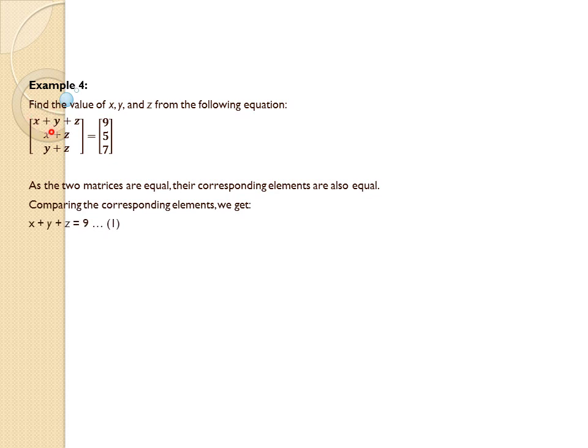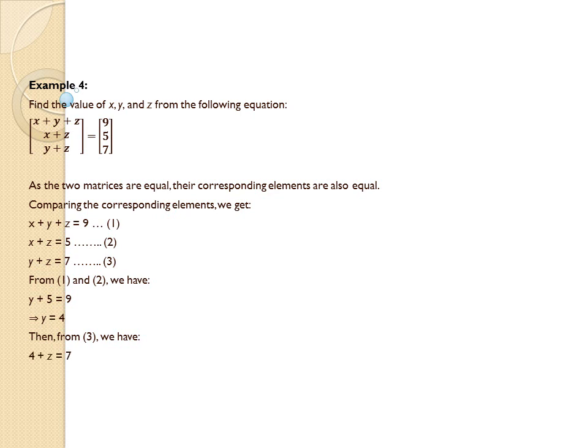The first one is x plus y plus z corresponds to 9, x plus z corresponds to 5 and y plus z corresponds to 7. So I am just writing these three. Now from 1 and 2, x plus z equals 5, so y plus 5 equals 9, y equals 4. Then from 3, y plus z equals 7. y I already have as 4, so 4 plus z equals 7, z equals 3.